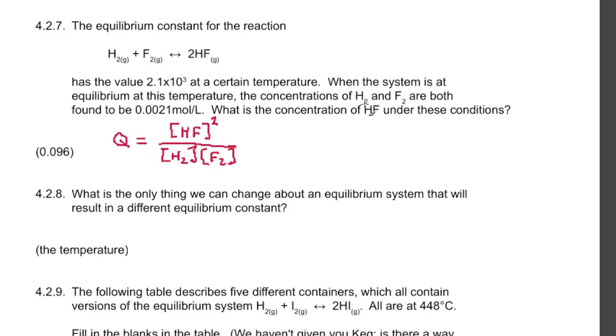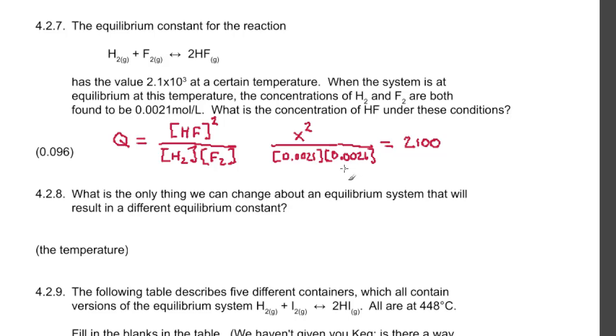They tell us the hydrogen and fluorine concentrations are both 0.0021. They do not tell us HF, so if we wrote this with every possible blank filled in, we'd get x squared. I don't know what the HF concentration is. Hydrogen is 0.0021. Fluorine is the same amount. Bit wasteful to write that twice, but it's okay. And they tell us the equilibrium constant is 2100.